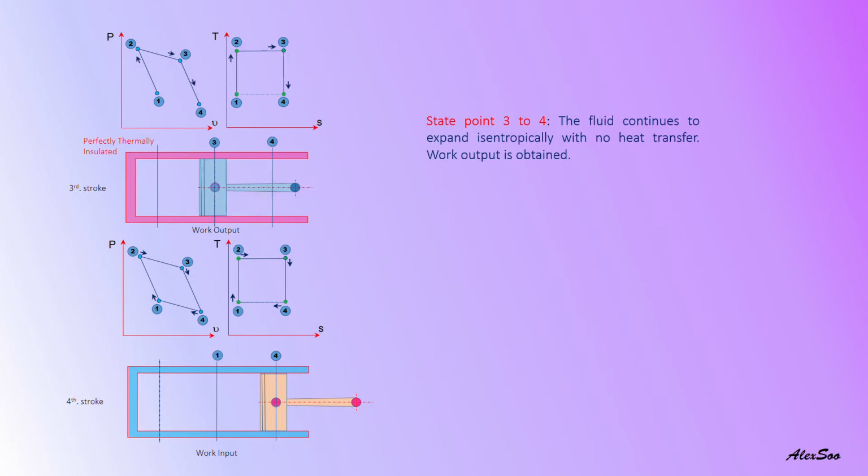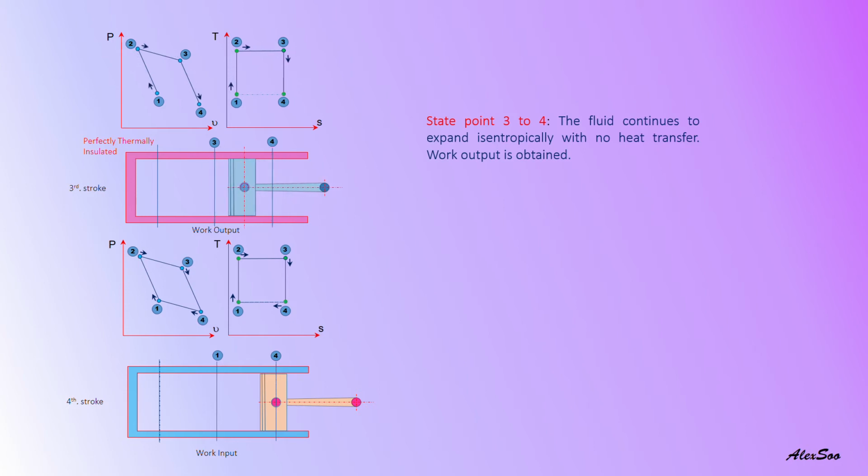Then you have the fourth stroke. As you can see in the TS diagram, 3 to 4 is the previous one, that is isentropic. Now this is from state point 4 to state point 1. So the piston will be moving forward again from state point 4 back to the original position, point 1. And on the TS diagram, you can see that from state point 4 to state point 1, this is an isothermal process and it is not an isentropic process.